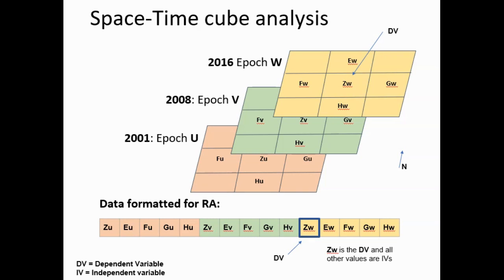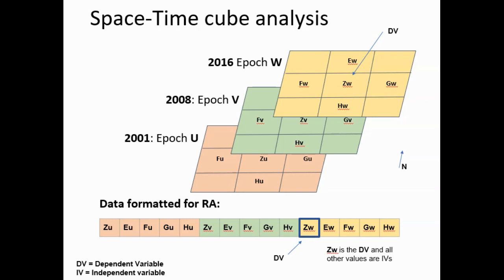Now I had to figure out how to do this for multiple rasters, and this caused us to change the symbols. So now we have time epochs referred to as U, V, and W, where W is the most current time. And then we changed the cell names to make things cleaner.